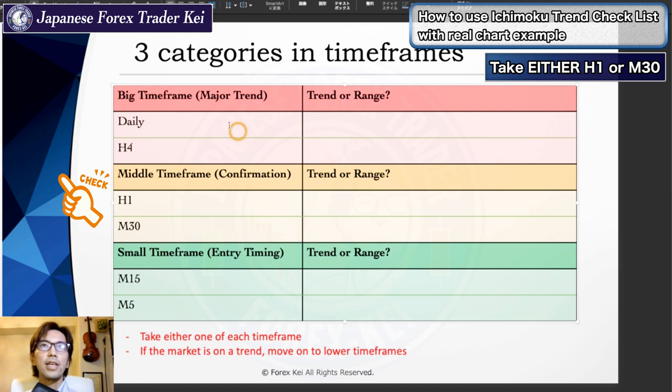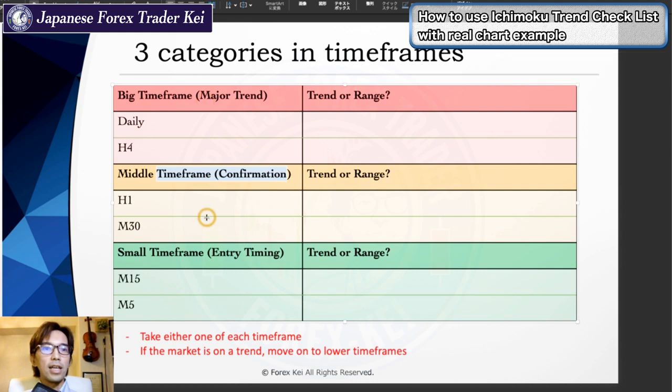And the logic of this major trend and confirmation is basically the same. You look at the Ichimoku Kinko Hyo, the Kumo, right? You look at the Kumo and also the Kijun Sen, and you confirm whether these time frames are in the trend or not.